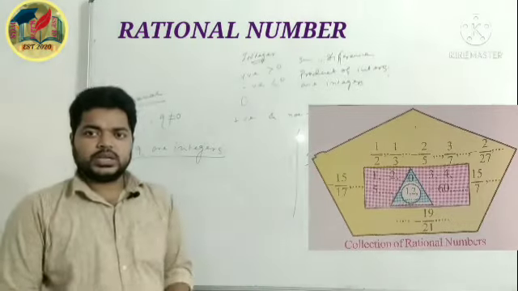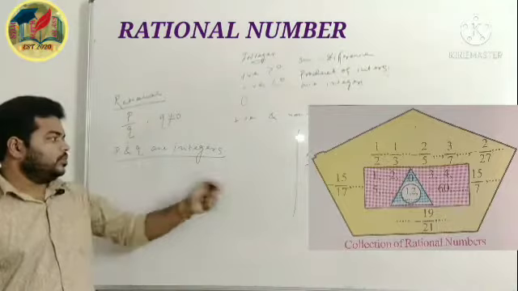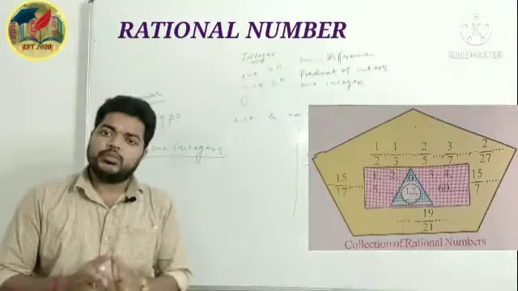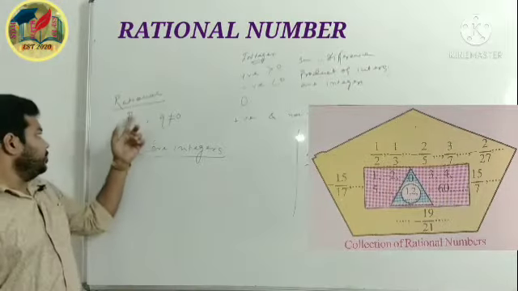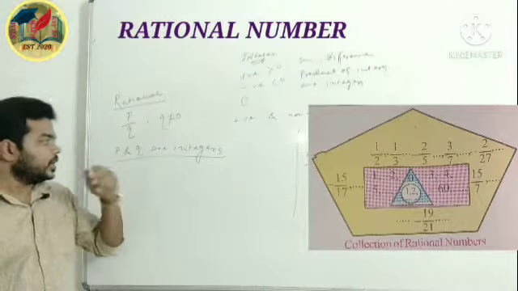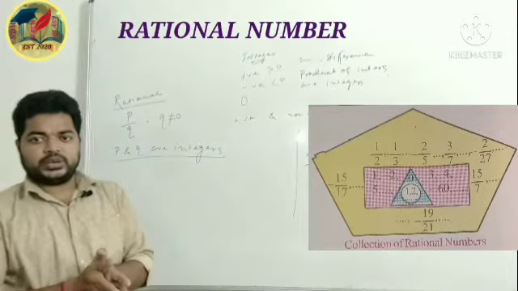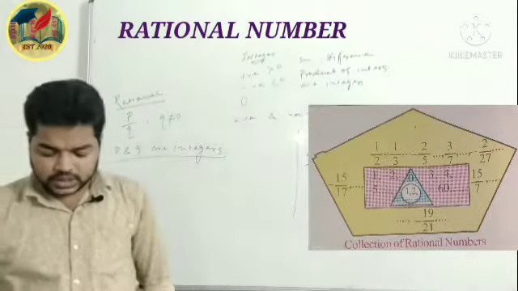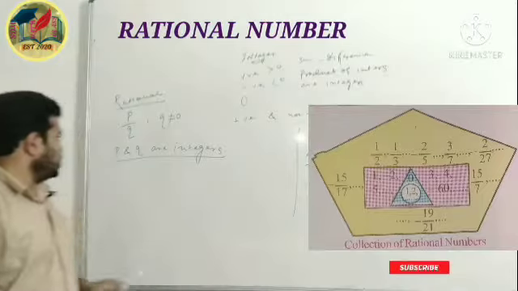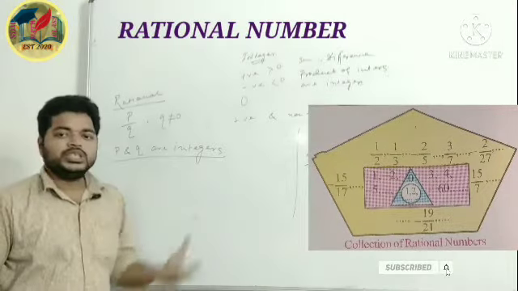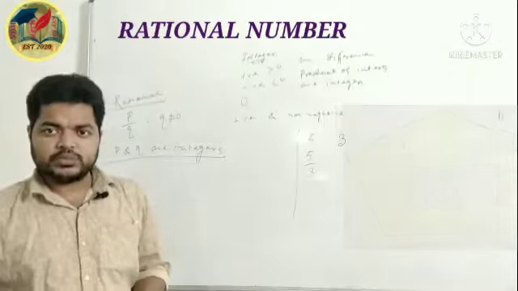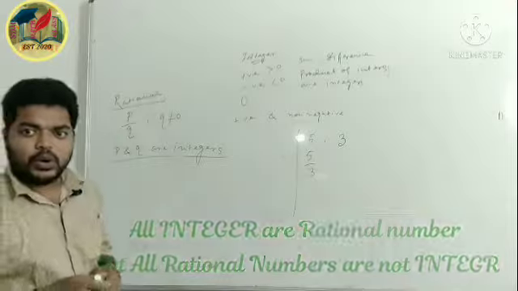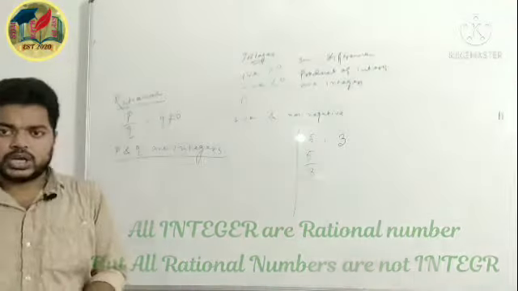A rational number is of the form p by q. For example, 5 by 3 is a rational number. Division of two integers forms a rational number. So p by q, where q is not equal to 0 and p and q are integers. These number systems are called rational numbers. Clear? There are so many types of rational numbers. All integers are also rational numbers. Clear? All integers are rational, but all rational numbers are not integers.